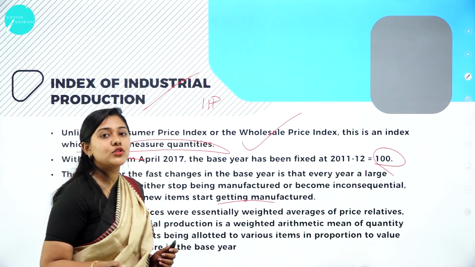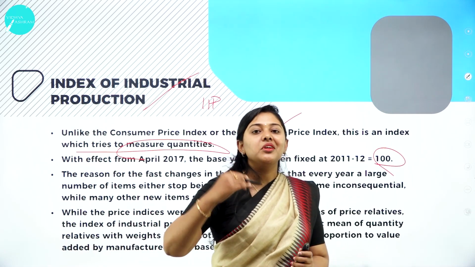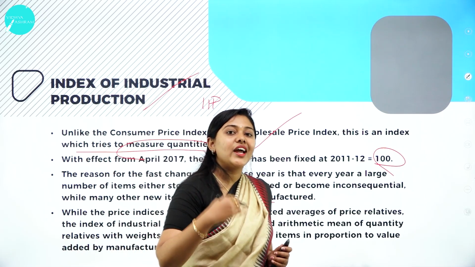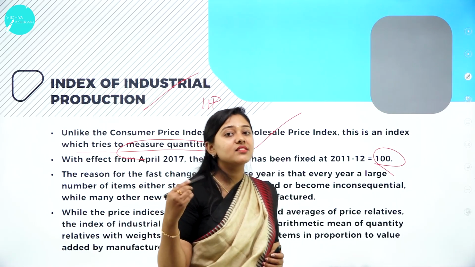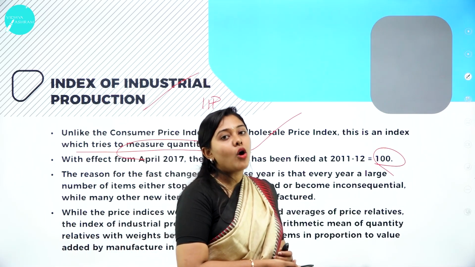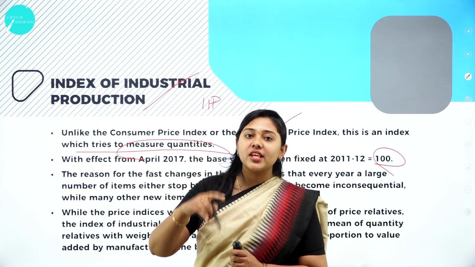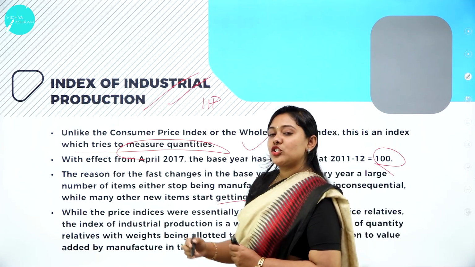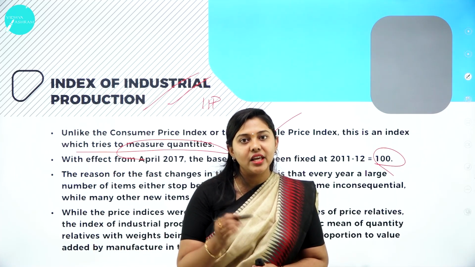So why should this performance be noted down, my dear students? Because it is very important, because from year to year we can see that a few of the commodities are new, and a few of them have stopped manufacturing itself. So why is this happening? Because of the fast changing, fast growing economy that we have. So that is why we have to know the performance of the industrial sector in the economy. So what this index, the industrial production index, measures is the performance of industrial sectors in India.